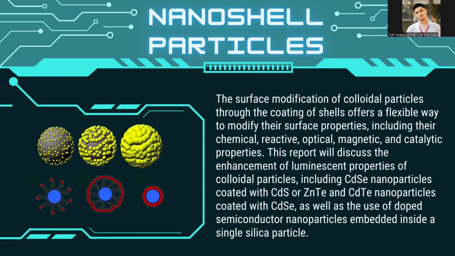Nanoshell particles. The surface modification of colloidal particles through the coating of a shell offers a flexible way to modify their surface properties, including their chemical, reactive, optical, magnetic, and catalytic properties. This report will discuss the enhancement of luminescent properties of colloidal particles, including CdSe nanoparticles coated with CdS or ZnTe, and CdTe nanoparticles coated with CdS, as well as the use of doped semiconductor nanoparticles embedded inside a single silica particle.